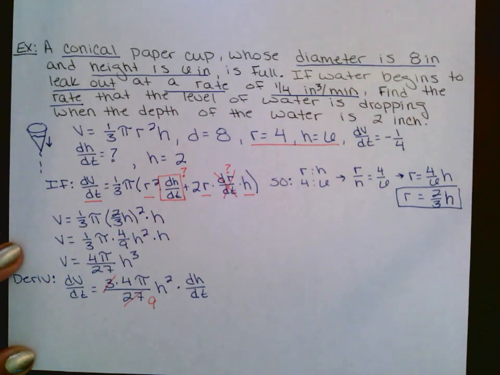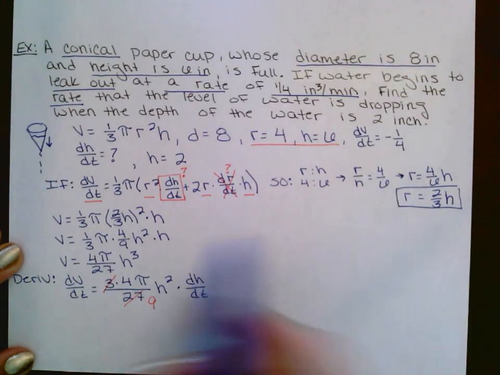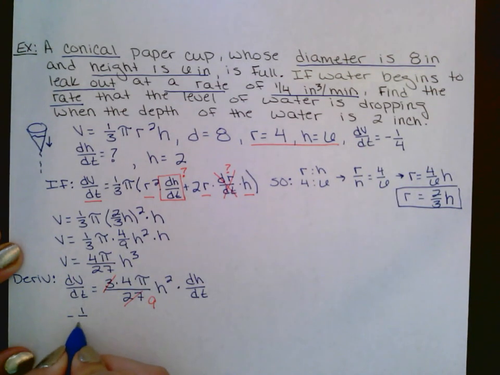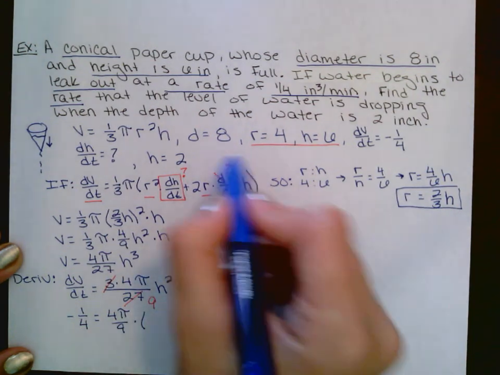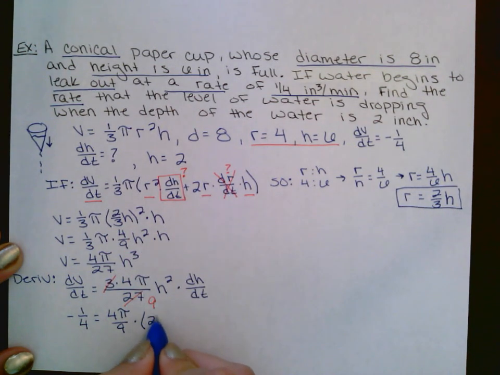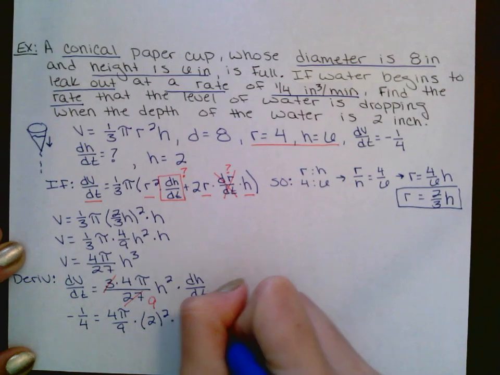So now I can keep going and plug in the givens. dV/dt is negative 1 over 4. And then I have 4 pi over 9 times h squared. They said h was 2, so 2 squared. And then dh/dt is what I am solving for. Okay, I'm going to come up here so I have a little more room.